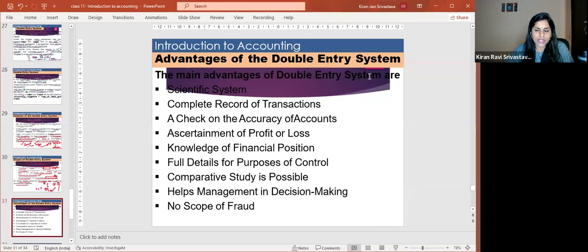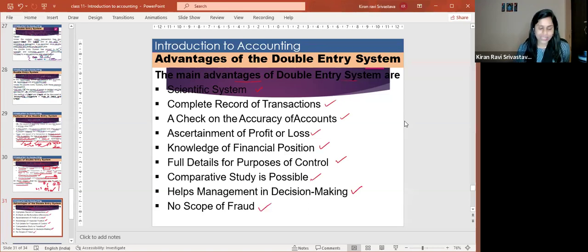What are the advantages of double entry system? The main advantages of double entry system are: it is a scientific system. It keeps the complete record of transactions. It keeps a check on the accuracy of accounts. It helps us to ascertain profit or loss. It gives us the knowledge of the financial position of a business. It gives full details for the purpose of control. Comparative study is possible in double entry system. It helps the management in decision making, and there is no scope of fraud.